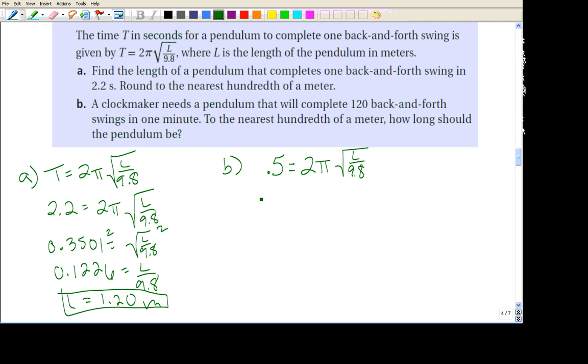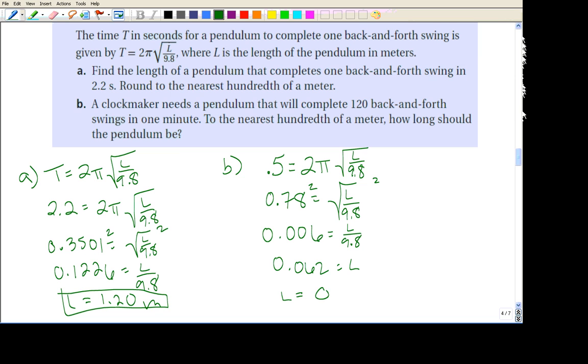Okay. So I'll start out by dividing by 2 pi. So I get 0.08 equals the square root of L over 9.8. Square both sides to cancel out that square root. So now I have 0.006 equals L over 9.8. Then multiply both sides by 9.8. So that's 0.062. But I want to get it to the nearest hundredth. So that pendulum would need a length of 0.06 meters.